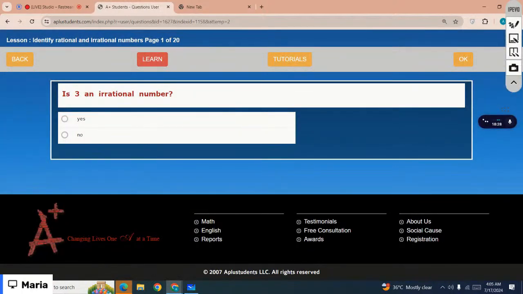Is 3 an irrational number? Yes or no? Three is not an irrational number because you can write it in the form a by b, that is a rational number. So is 3 an irrational number? No, that is not an irrational number. The correct option is no.